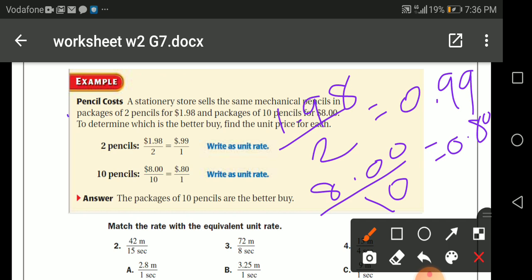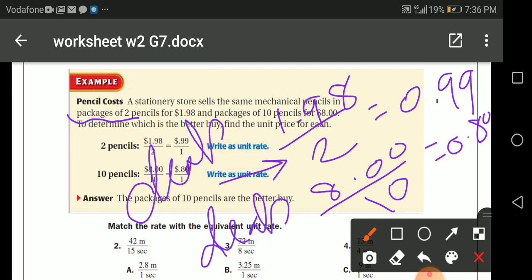The first package is two pencils for 1.98. So I want to know the price of each pencil in this deal. We have here, guys, two deals. I need to know the rate. The rate means the price of one pencil in each deal. So is 1.98 for two pencils better, or 10 pencils for 8?